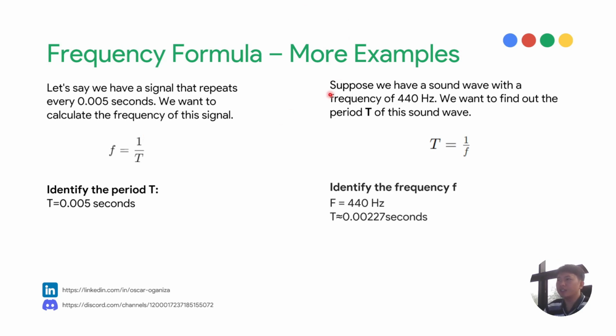And for the next example, suppose we have a sound wave with a frequency of 440 hertz. We want to find out the period, t, or time, of the sound wave. Again, here's the formula: time is equal to 1 over frequency. So direct substitution, 1 divided by 440 equals 0.00227. Try it also on your computers, on your cellphones. So the time period for 440 hertz is 0.00227 seconds.